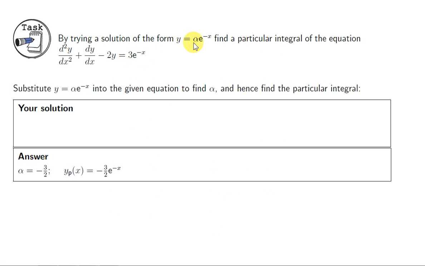Here's another example. So the right hand side has got e to the minus x in it, so we need to have a trial solution that contains e to the minus x. We just stick a constant in front of it. It's called alpha here. So we plug this into the left hand side and we'll get a single term involving e to the minus x on the left hand side. By comparing coefficients on both sides we can solve for alpha.